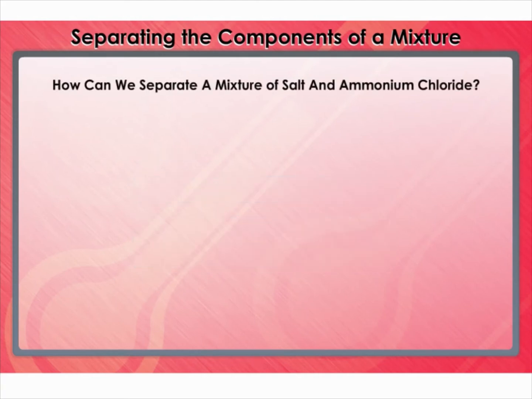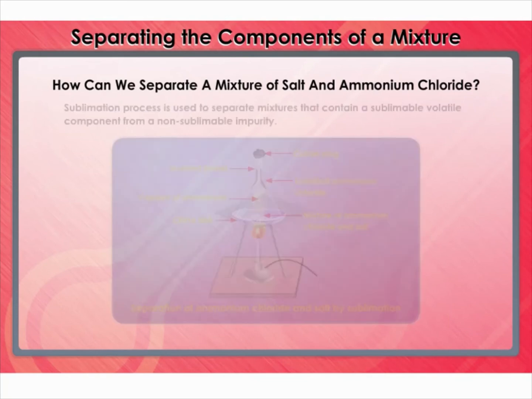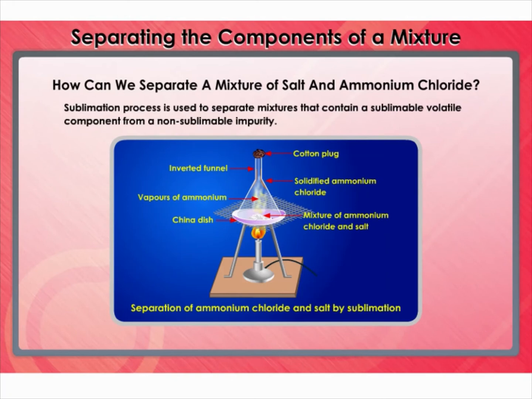We have learned that ammonium chloride changes directly from solid to gaseous state on heating. So to separate such mixtures that contain a sublimable volatile component from a non-sublimable impurity, the sublimation process is used. Some examples of solids which sublime are ammonium chloride, camphor, naphthalene, and anthracene.